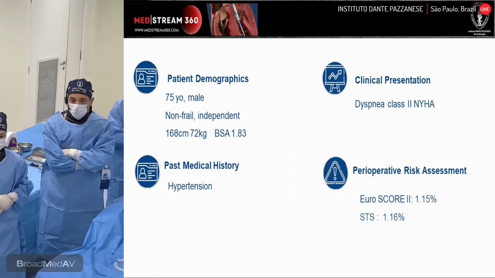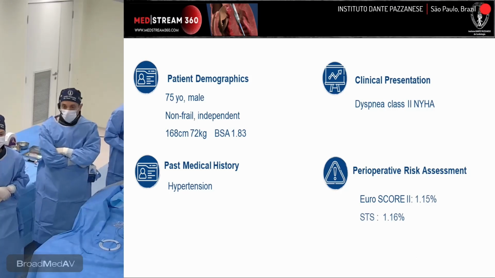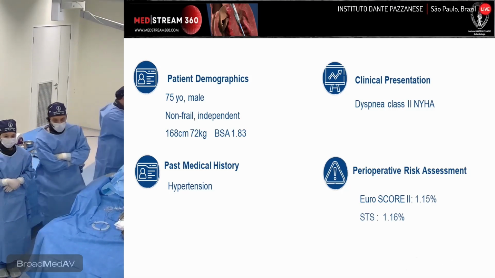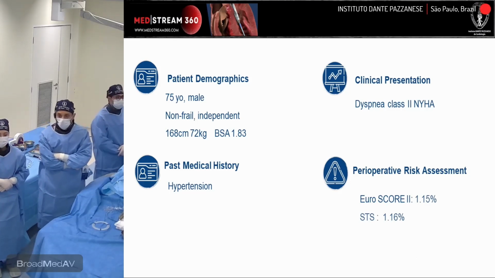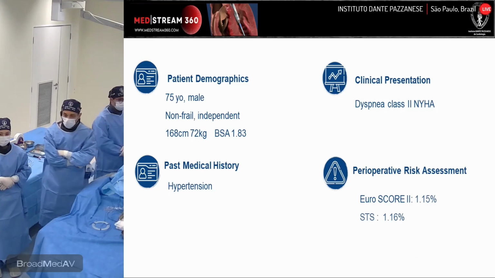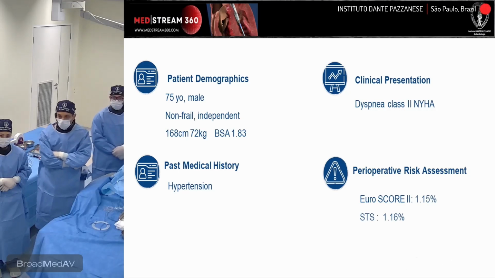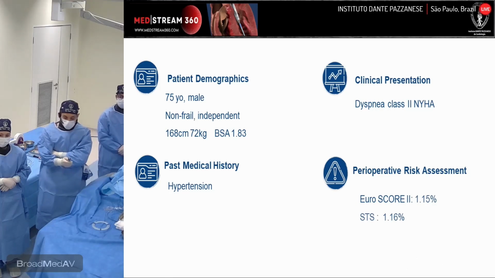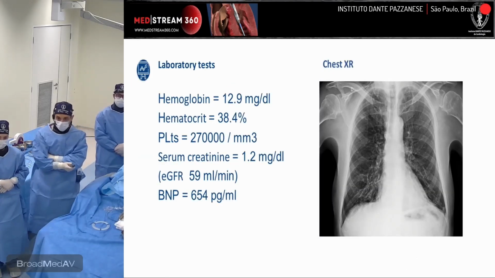So this is a 75-year-old gentleman, non-frail, independent. As past medical history, he has hypertension, and he presented to our hospital with symptoms of heart failure, dyspnea class 2. On surgical risk assessment, the Euro score 2 is 1.1, and the STS score is also 1.1. So a low-risk patient for surgery.